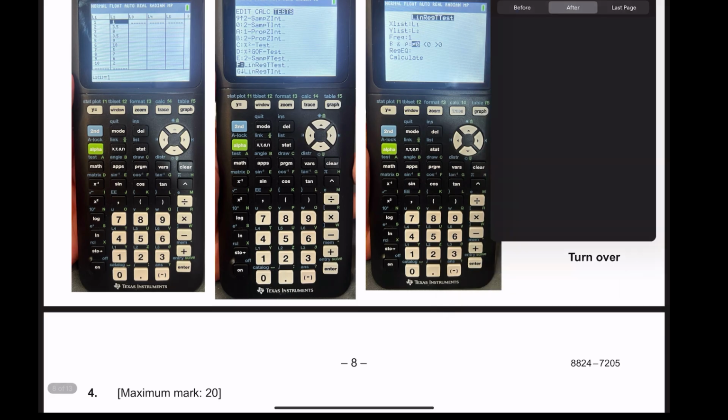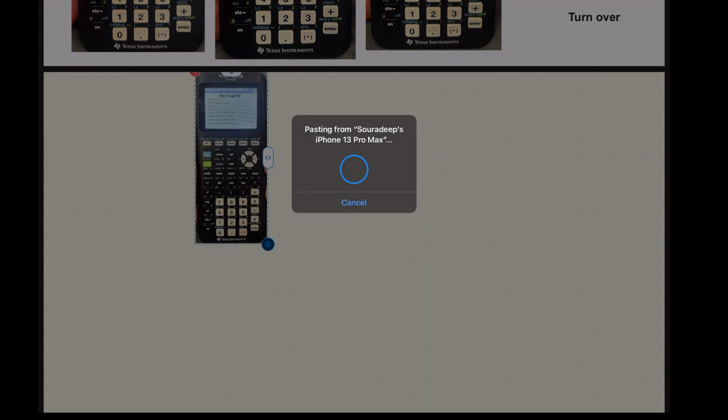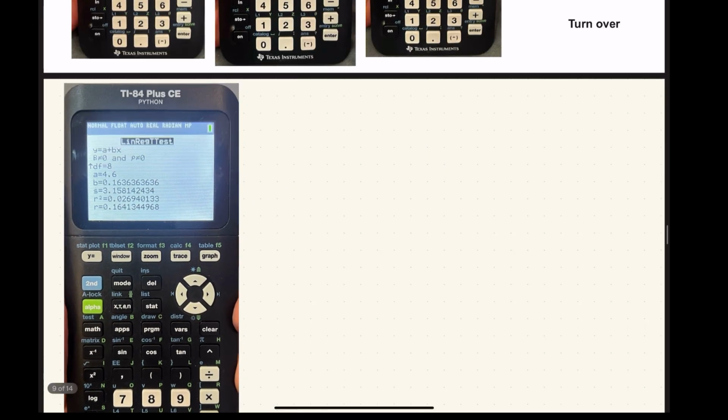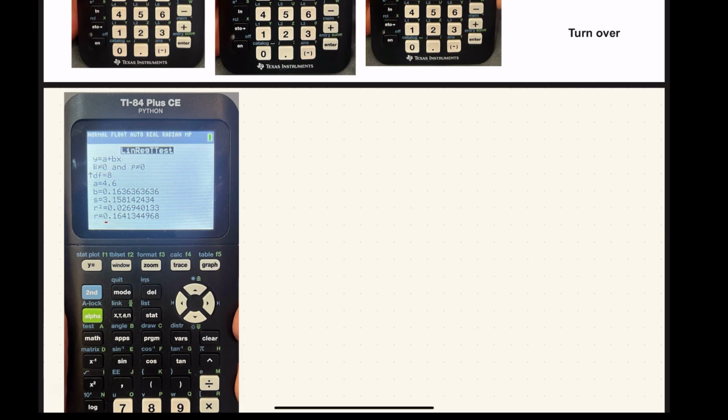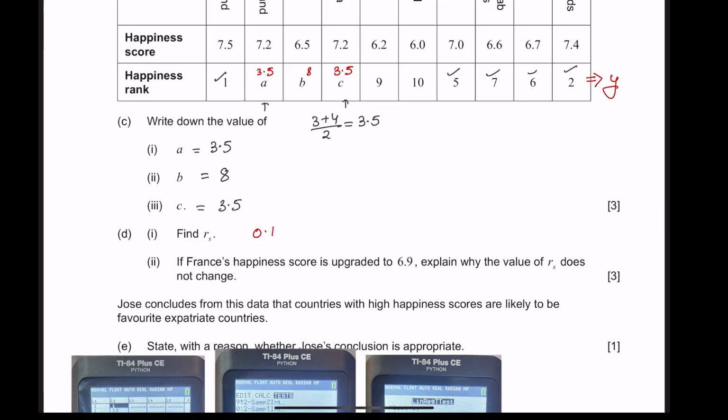Let me paste it on another page. So the R value for this should be this last one, 0.16413. So RS is 0.16413. That's the answer to D1.